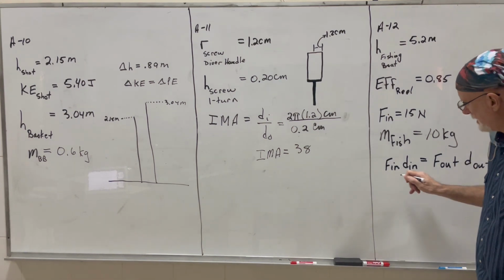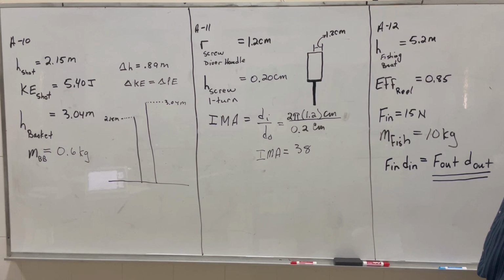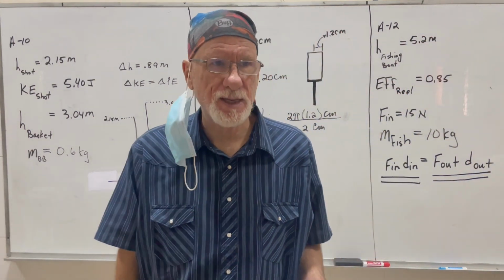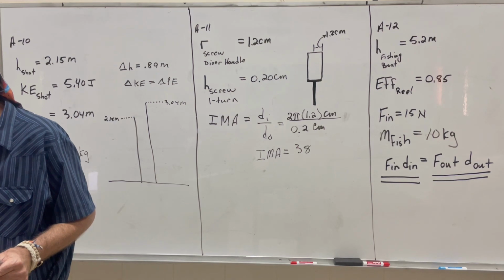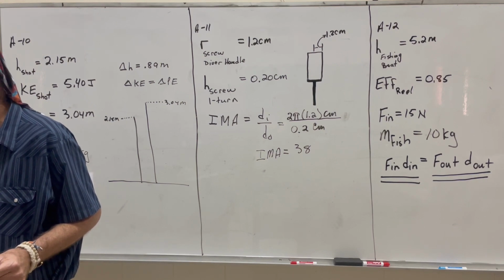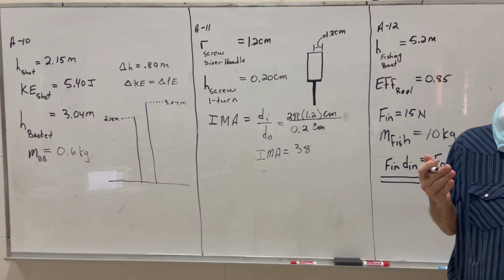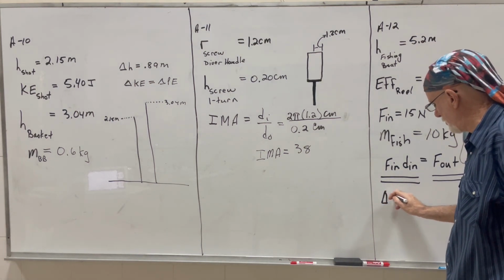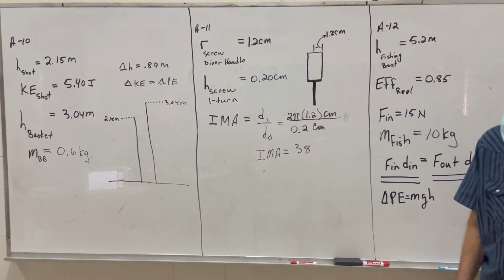Isn't this a product? Can you find that product? Can you find one of these? What's the weight of the fish? 10 kilograms, right? And how high off the water is it going to go? 5.2 meters. Okay, but isn't that work? Isn't that potential energy? So, aren't you going to use a change in potential energy to help you here? That's where I'm going. Right? So what's mgh?